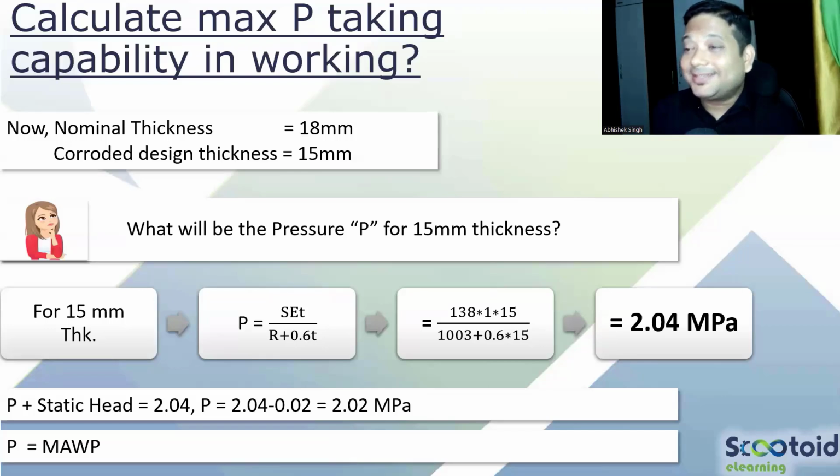MAWP is nothing but the design pressure, isn't it? It's the design pressure, just it is coming a little bit higher because you had taken a little bit higher thickness. Because you didn't get the 17.8 mm nominal plate, you get 18 mm, and because of that the pressure taking capability also has increased in the same proportion. Is that pretty clear? Now let us talk about MAP.